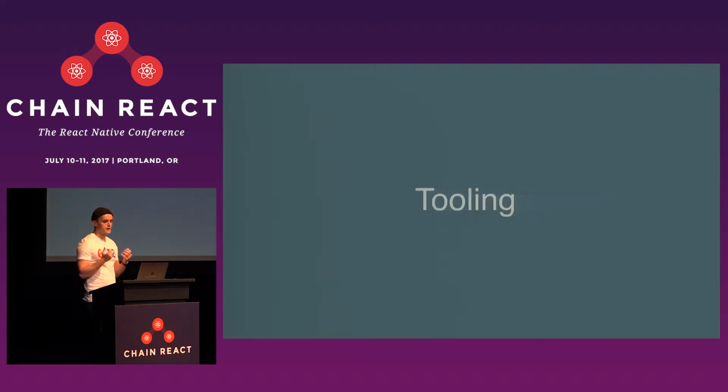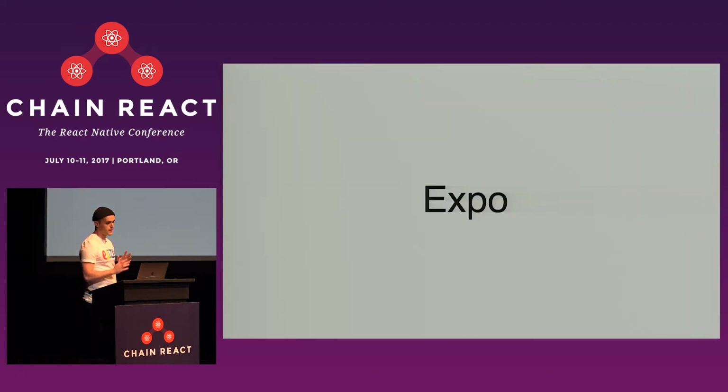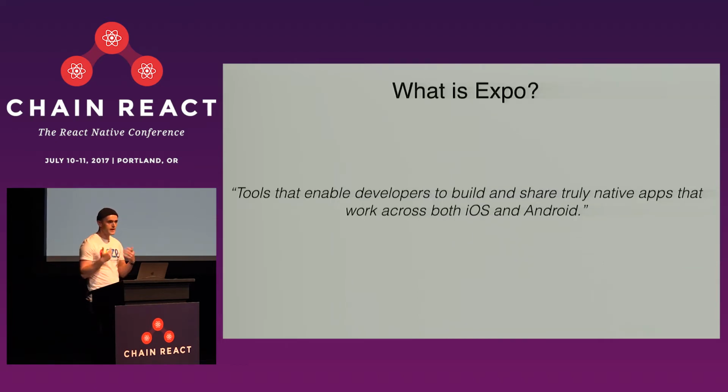So the first area that I want to look at is tooling. And the first tool that I want to look at is one of my favorites, which is Expo. Now, if you were at Brent's talk yesterday, you're probably familiar with what Expo is, but just in case, I'm going to briefly recap. Expo is kind of like Ruby on Rails for React Native. It's a suite of tools built on top of React Native that allow you to get up and running, building React Native applications, even if you've never installed the native toolchains on your computer, aka Xcode or Android Studio.